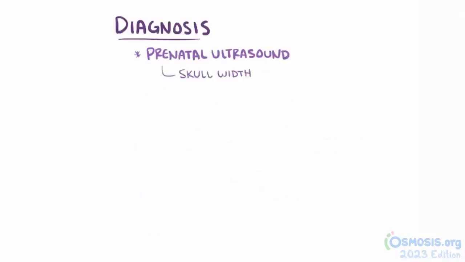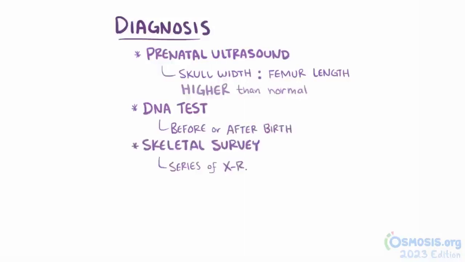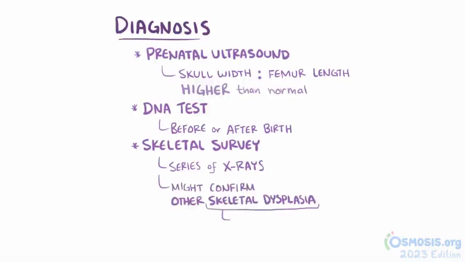Long bone shortening is often pronounced enough that achondroplasia can be diagnosed by prenatal ultrasound. The ratio of skull width, or biparietal diameter, to femur length in this case is higher than normal. Also, a DNA test can confirm the diagnosis either before or after birth. A skeletal survey, which is just a series of x-rays that capture much or all of the skeleton, can also confirm the diagnosis. Alternatively, though, it can suggest that a person might have another skeletal dysplasia, which is a blanket term for disorders of skeletal development, of which there are hundreds of types in addition to achondroplasia.